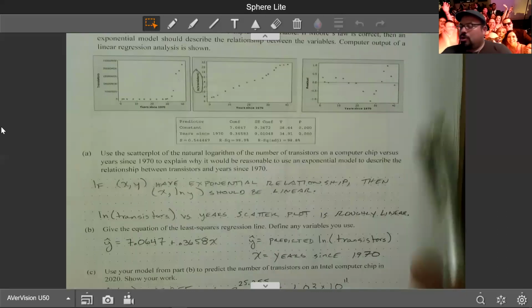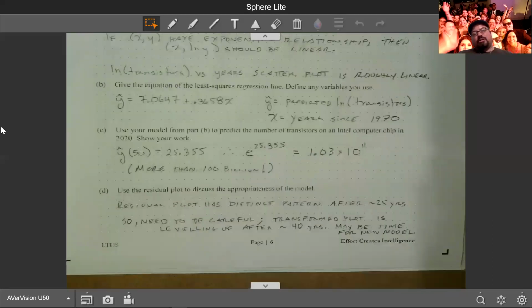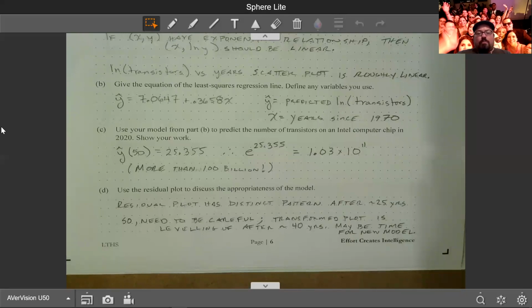Okay. However, relative to logarithms, these are very, very small residuals. And so what we might say is the residual plot does have a distinctive pattern after some number of years, about 25. So you need to be careful, right? The transform plot is certainly linear, but it is leveling off after about 40 years, right? So while we might use the model or might have used the model in the past, maybe now it's time for a new model. You just want to be careful about those things, right? A model works until it doesn't. And that's an important thing to realize, okay?